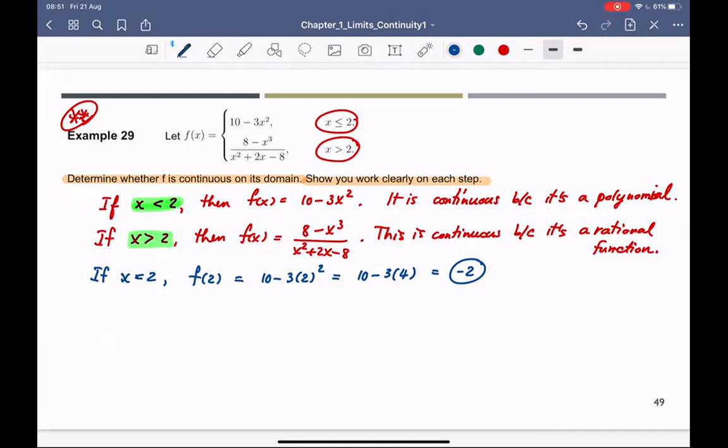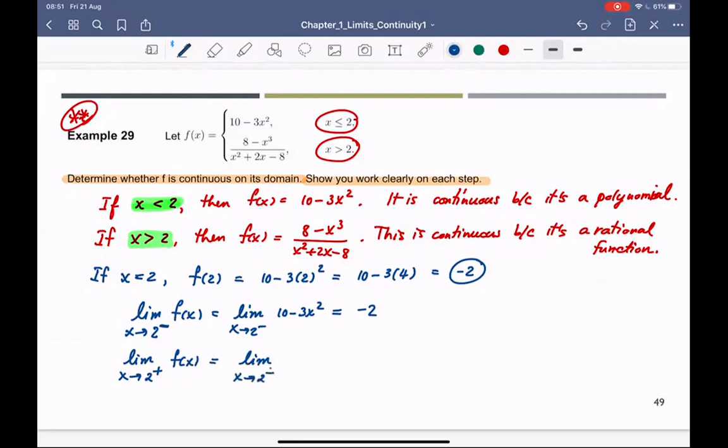All right, so we're going to compute the limit when x goes to 2 of f(x). For sure, I have to do the left-hand limit and the right-hand limit. The left-hand limit is easy because this is going to be the same thing as f(2), so I have -2. And then for x going to 2 from the right, I am going to have (8 minus x cubed) over (x squared plus 2x minus 8).